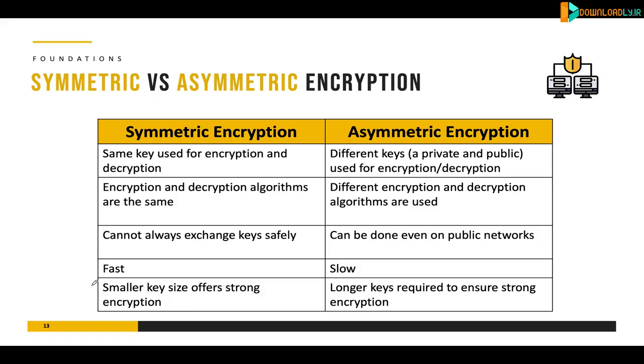Another difference between the two encryption schemes is that for offering the same strength, symmetric key encryption requires smaller key lengths compared to asymmetric encryption. And this stems from the fact that asymmetric encryption is designed to allow for two different keys to encrypt and decrypt. So that's why we generally need longer keys in asymmetric encryption in order to provide the same level of safety as symmetric encryption. So that concludes our lecture.